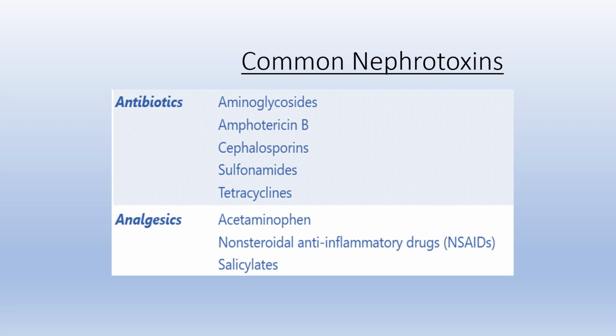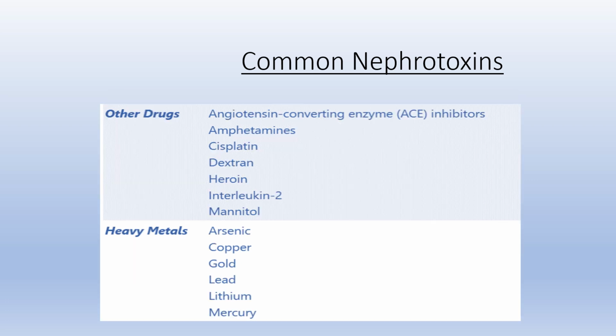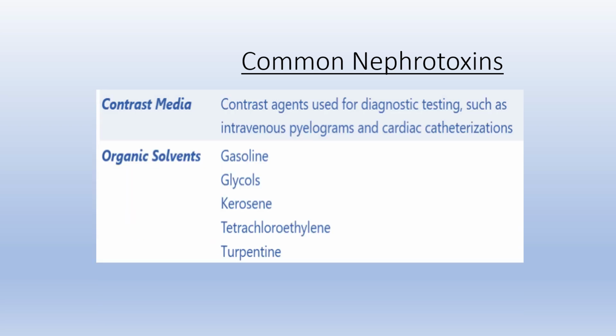In addition, here's more common nephrotoxins. Here's a list of them. With any nephrotoxin medications, check the GFR and any kidney function like the BUN and creatinine. Those are important because these drugs are excreted or metabolized significantly through the renal system, through the kidneys. There are other drugs such as the ACE inhibitors, heroin, heavy metals such as gold and lithium, like I just mentioned earlier. And here are the contrast media and organic solvents. They all cause acute kidney injury.